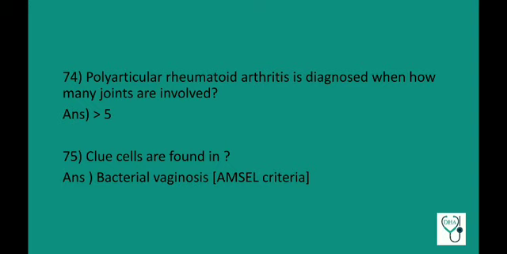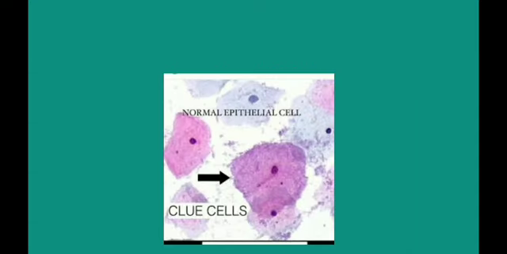Polyarticular rheumatoid arthritis is diagnosed when how many joints are involved? Greater than 5. Clue cells are found in bacterial vaginosis, and this is diagnosed by Amsel criteria. This is an image-based question showing clue cells as compared to normal epithelial cell. This is seen in bacterial vaginosis.